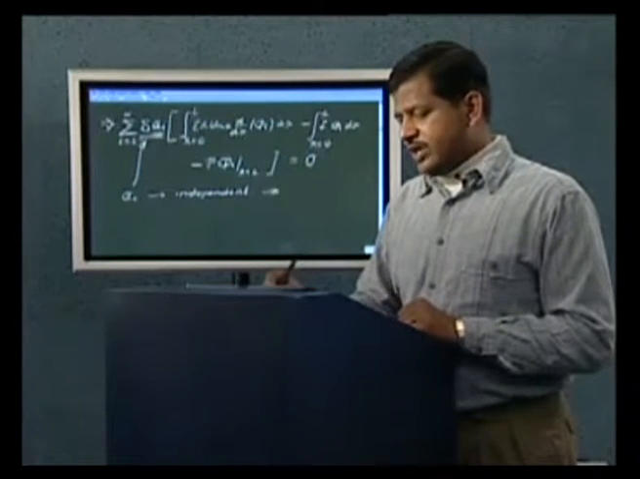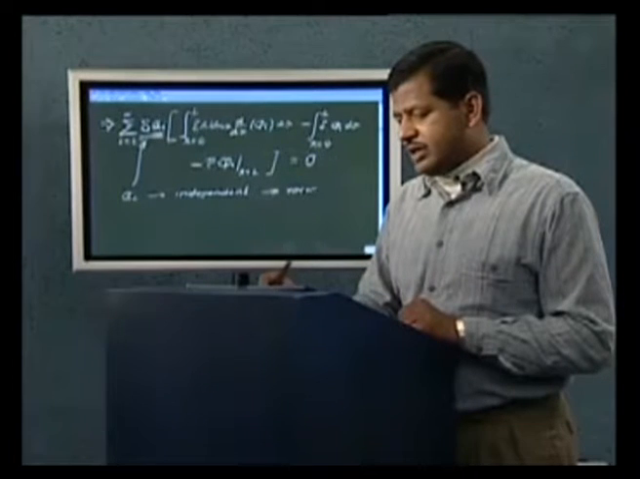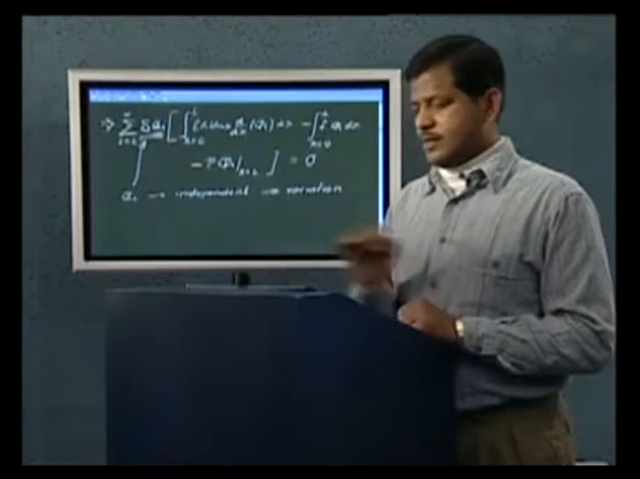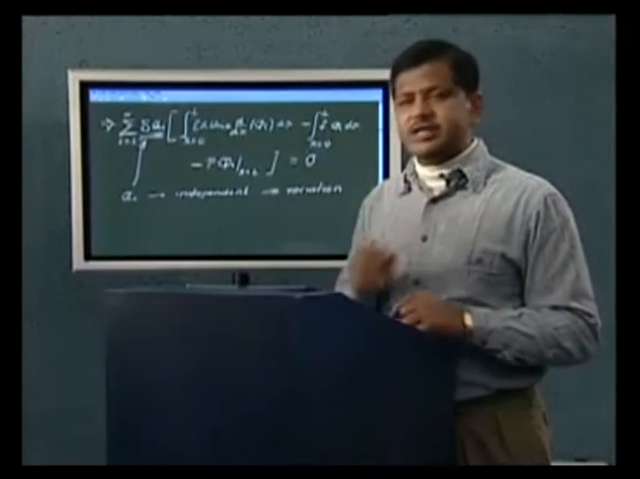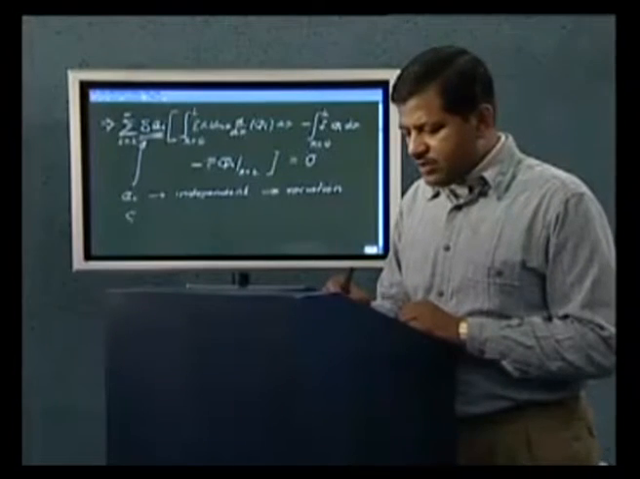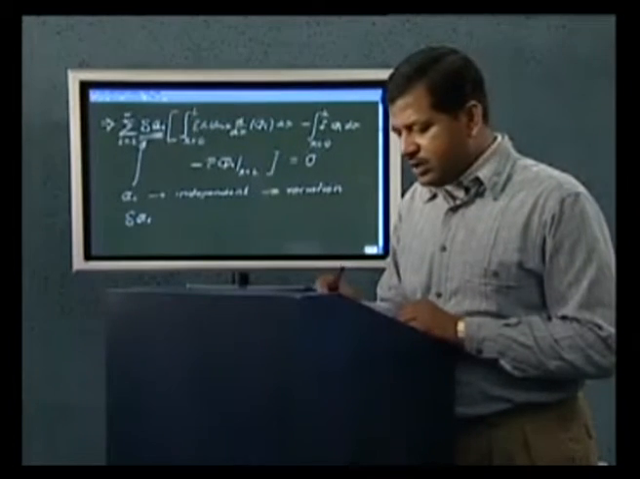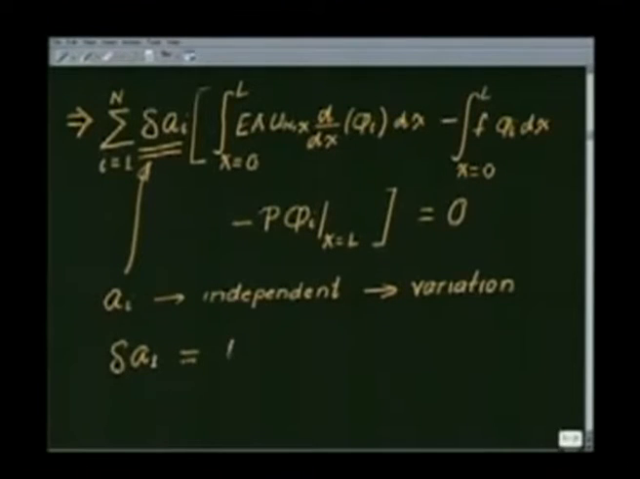That is, the variation can also be done independently. Okay. So let us take, for example, that I decide to choose variation of A1 is equal to 1, while variation of all the other AJs equal to 0 for j is equal to 2 to n. So let's put it back in this expression.